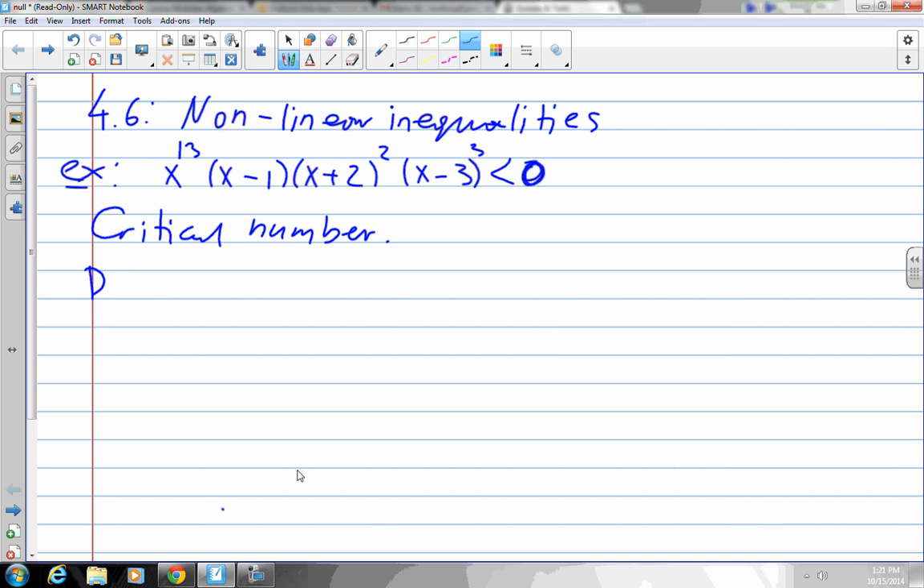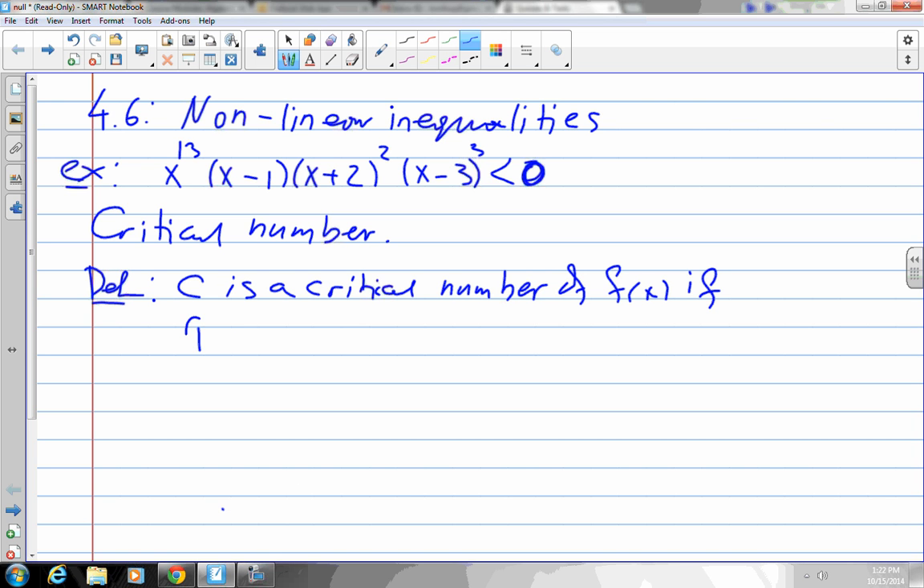So definition, c is a critical number of f of x if 1, f of c equals 0, 2, f of c is undefined.